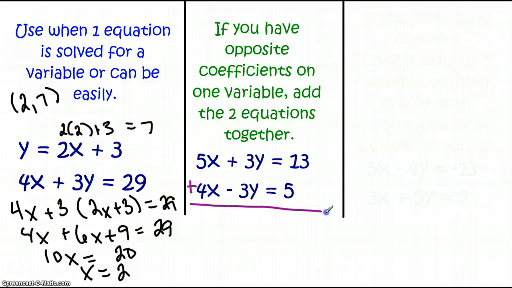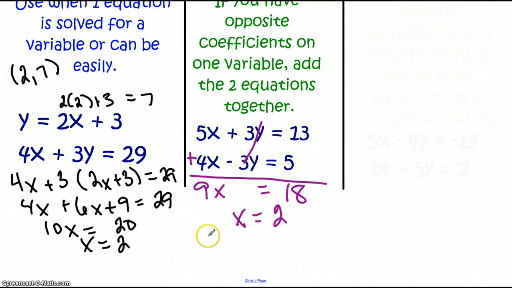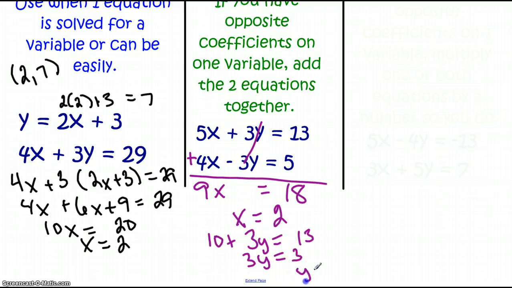the y's cancel out. If I add the 5x and the 4x, that gives me 9x. 3y and negative 3y cancels out. And 13 plus 5 makes 18. So if 9x equals 18, then x equals 2. Then we plug that back in. You can pick either of your two equations to find your other variable. So 5 times 2 would be 10 plus 3y equals 13, which means 3y would equal 3, so y would equal 1. So our solution this time is 2, 1.